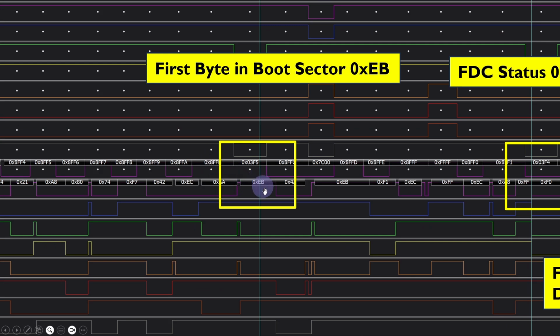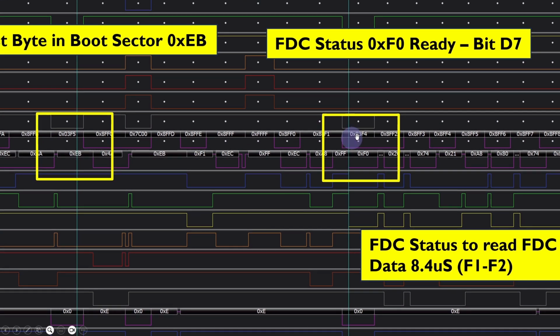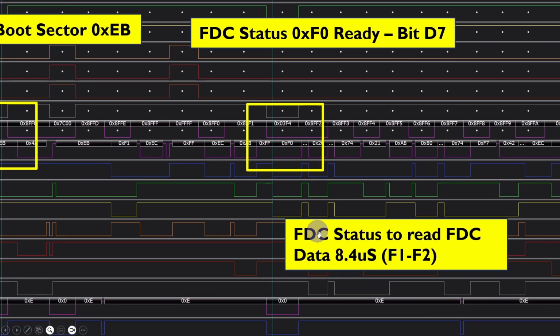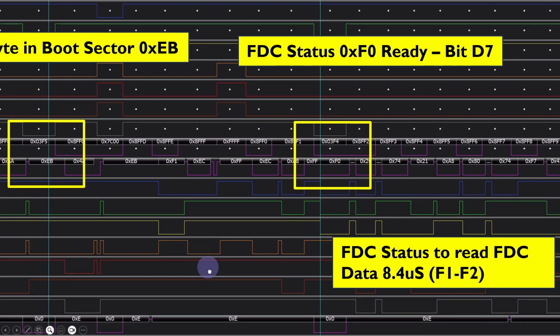So the first byte in the boot sector is EB, and this is the address here that we're reading it from. And we can see here that after this, we then check the floppy disk controller status. So we read the status from the port 1 lower than that, and F0 basically means all the status bits are set. Now you can see here that the floppy disk controller status read period here was about 8.4 microseconds in the default situation.